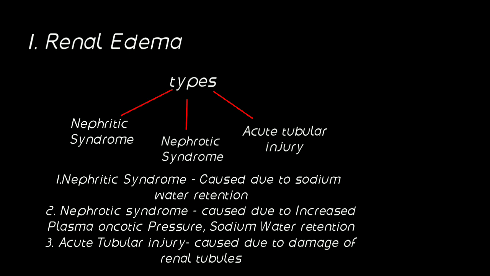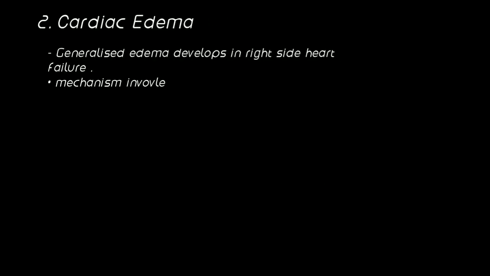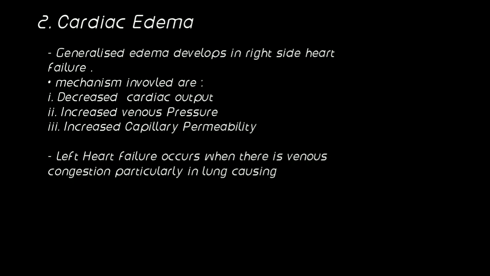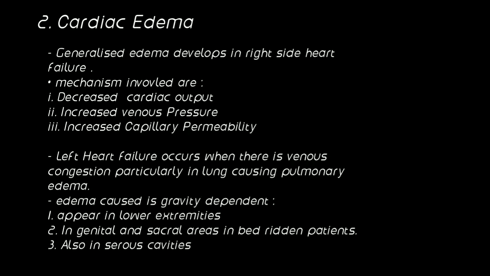The third one is acute tubular injury. Acute tubular injury is due to the damage of renal tubules, and thus there is impairment of absorption of nutrients, which is a cause of edema. Next is cardiac edema. Generalized edema develops in right heart side failure, and mechanisms involved are decreased cardiac output, increased venous pressure, and increased capillary permeability.